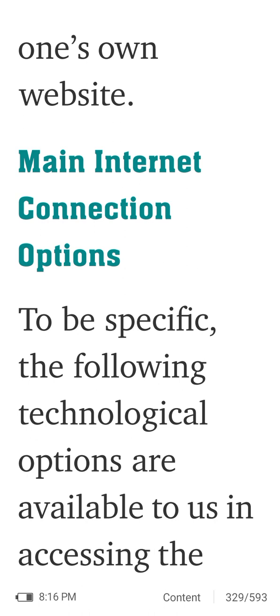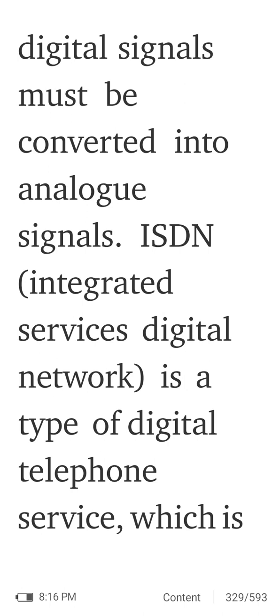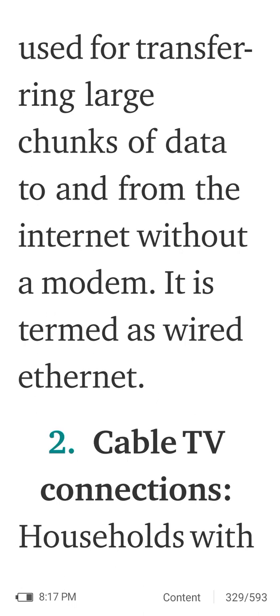And main internet connection options. To be specific, the following technological options are available to us in accessing the internet. Then dial-up connections. It uses an analog telephone line for establishing a temporary communication. For this connection, the computer's digital signals must be converted into analog signals. Then ISDN, Integrated Services Digital Network, is a type of digital telephone service which is used for transferring large chunks of data to and from the internet without a modem.